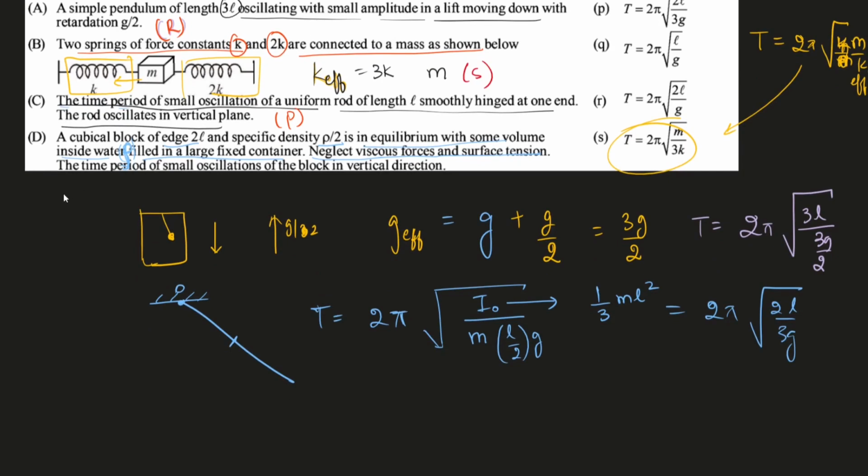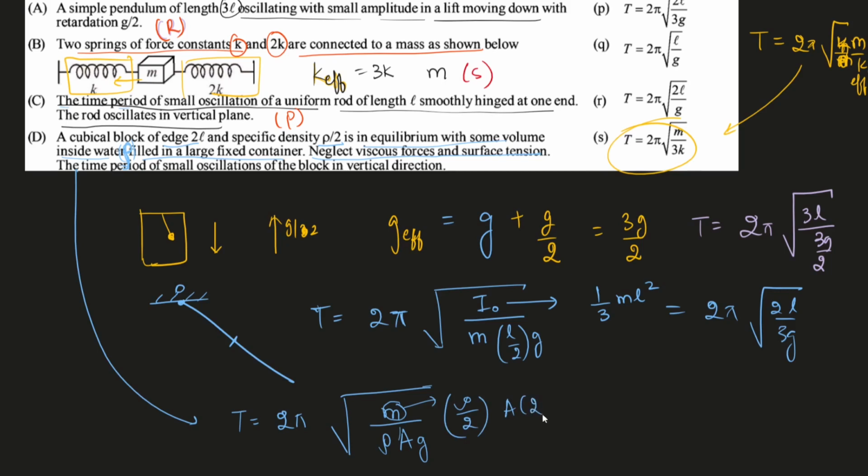Well, we can just write the equation for this. The equation for this is 2 pi square root of m over rho times the cross-sectional area multiplied by g. This m right here, you can write this as the density of the block times its volume, so A times 2L. And the rho by 2's get cancelled out, and you have an L remaining here, and you have a g remaining there. So this time period is equal to 2 pi times root of L by g, which is option Q.